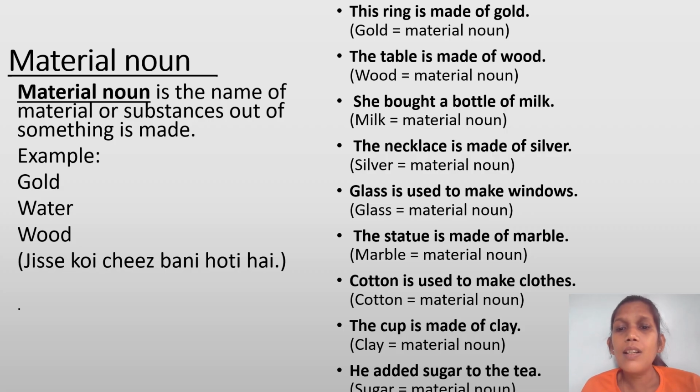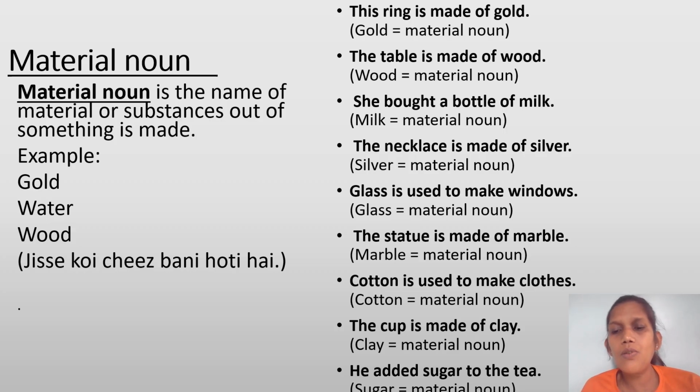ग्लास किसके लिए काम आता है? विंडोज बनाने के लिए. राइट. तो ग्लास इज ए मटेरियल नाउन. अगेन, द स्टैचू इज मेड ऑफ मार्बल. मार्बल इज अ मटेरियल नाउन.